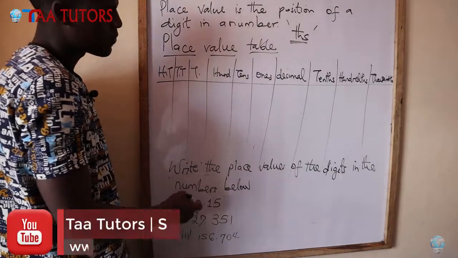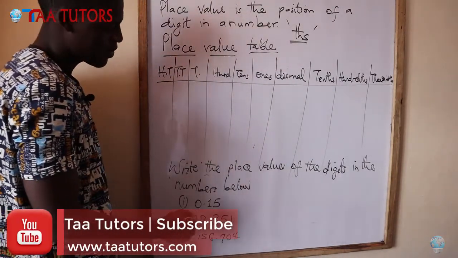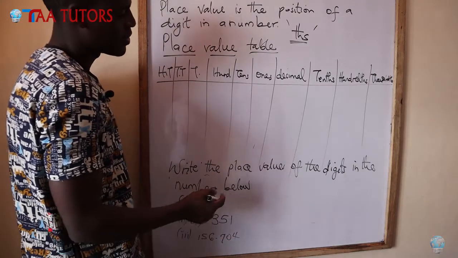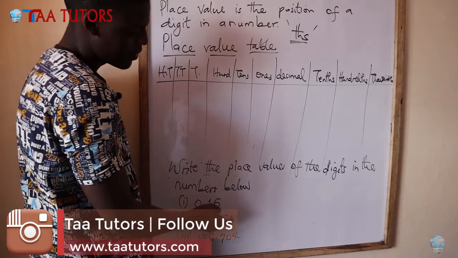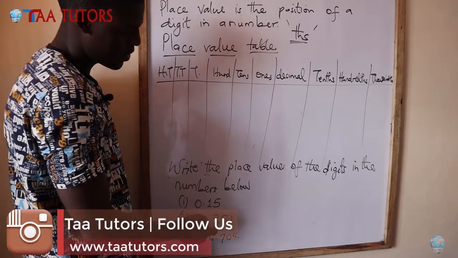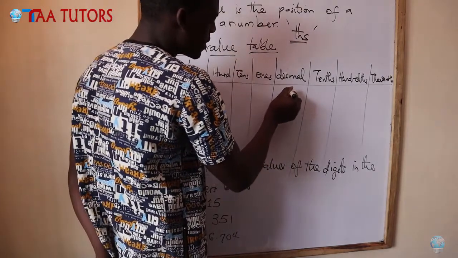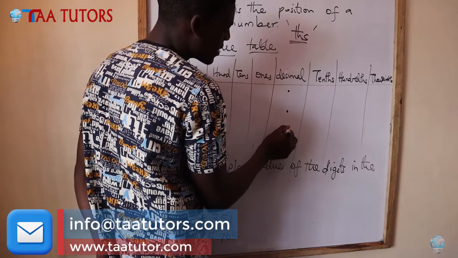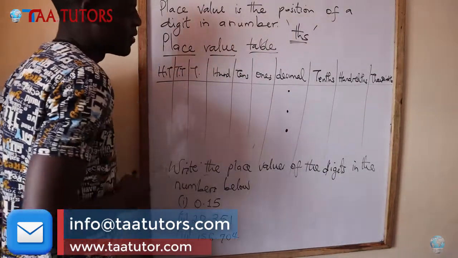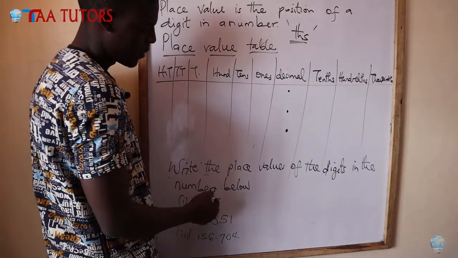You will notice that I'm saying 0.15, not zero point fifteen. With decimals, we always say the digits as they are, not as a whole number. We name the digits: 27.351, not twenty-seven point three hundred and fifty-one. We say the digits. So we will have our decimal point here, and then we now start fixing the values. We have 0.15.